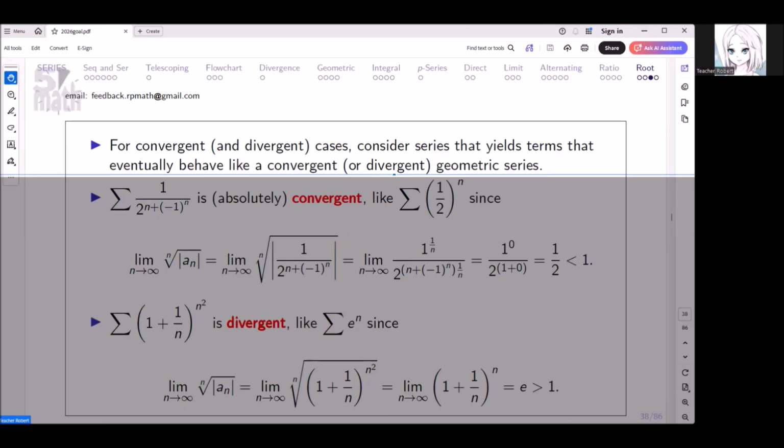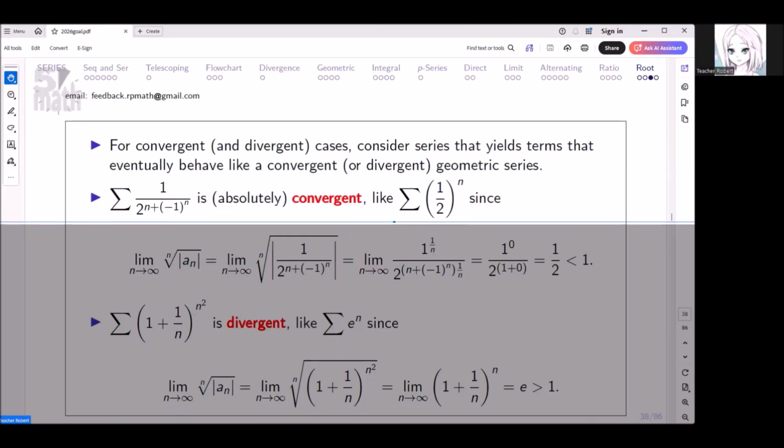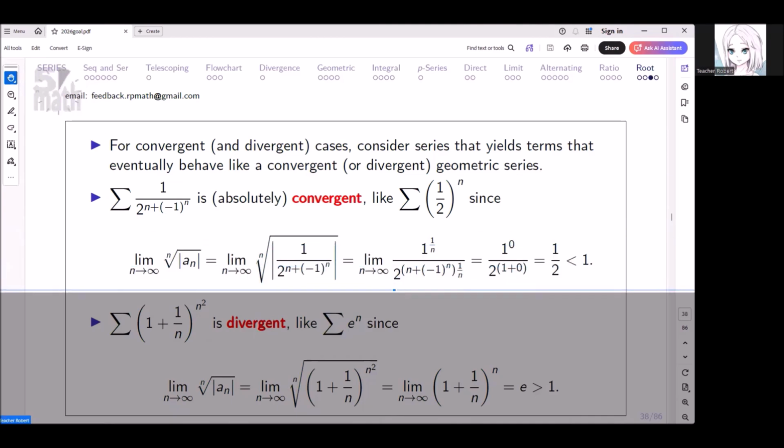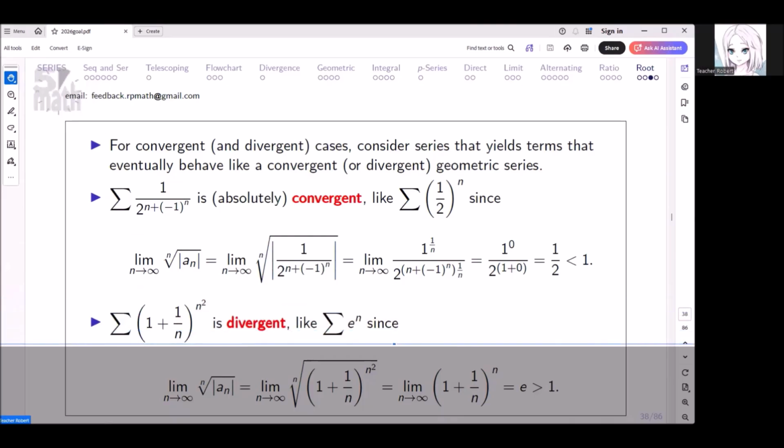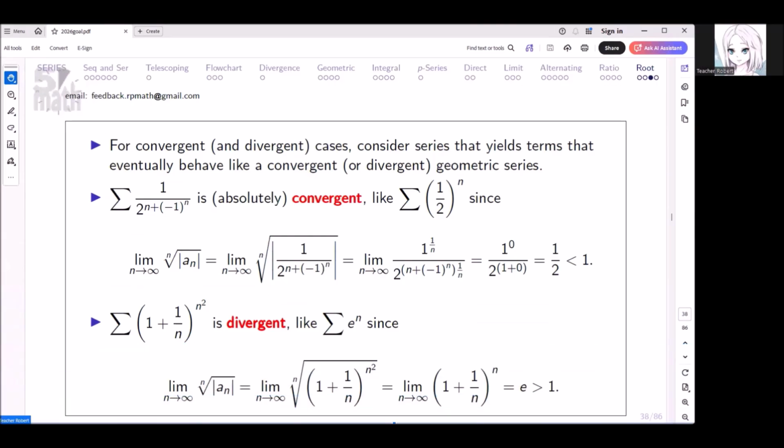For convergent and divergent cases, consider series that yield terms that eventually behave like a convergent or divergent geometric series. This is absolutely convergent like that, since we have the following. This is divergent like that, since we have the following.